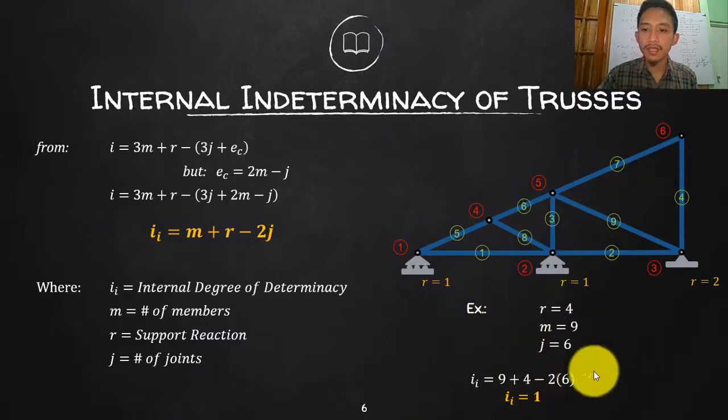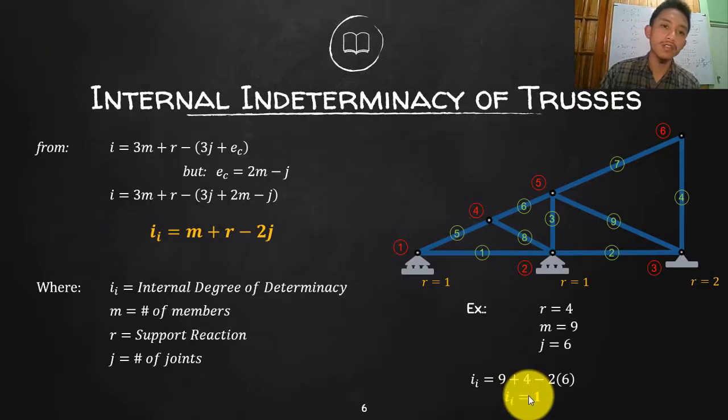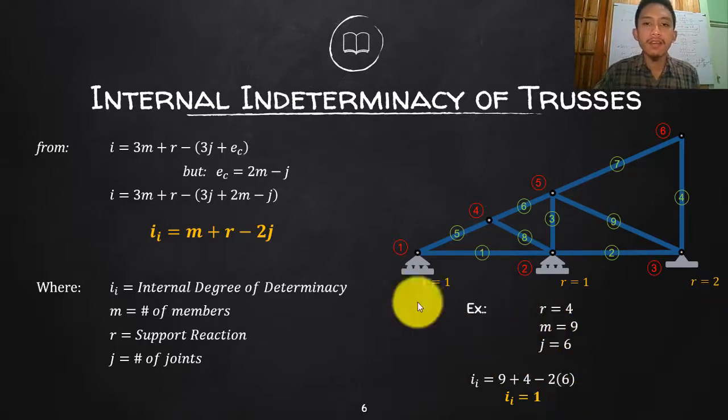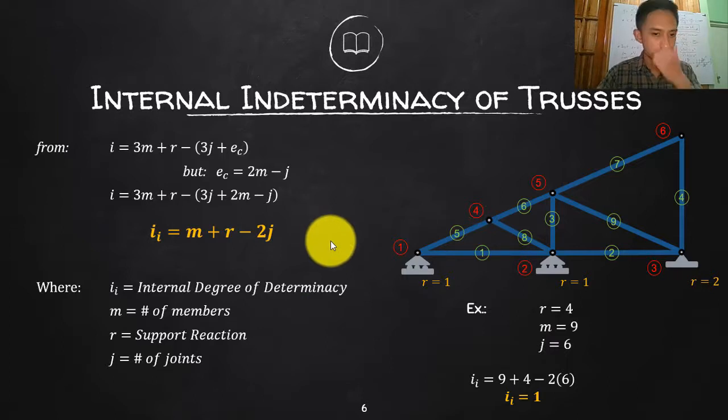So substitute that one, you will end up with I sub I, or internal indeterminacy of the truss, to be 1, or that is internally indeterminate to the first degree. So that is indeterminacy. So that we will know if it is indeterminate or determinate, so that you can know if you can solve that by merely statics, or you need the compatibility equations.